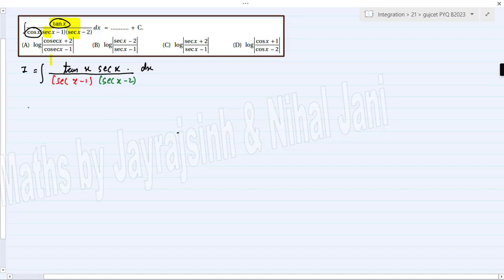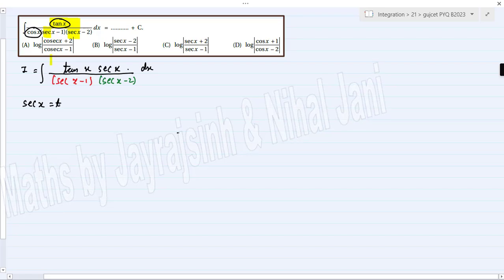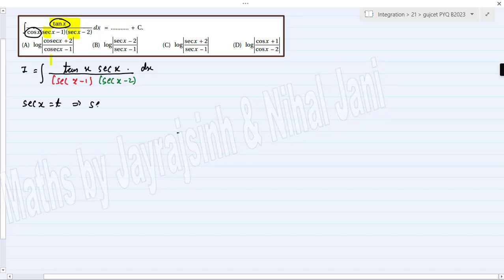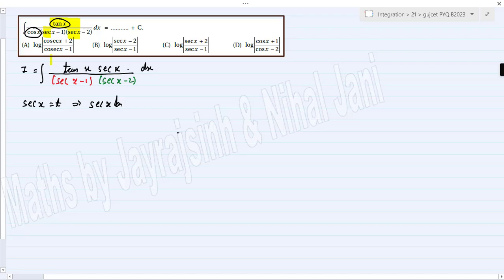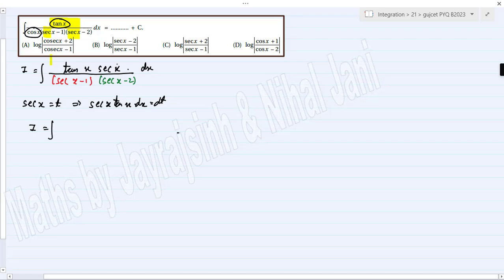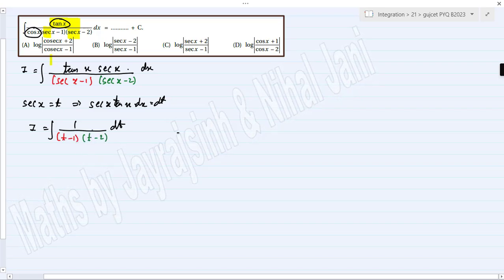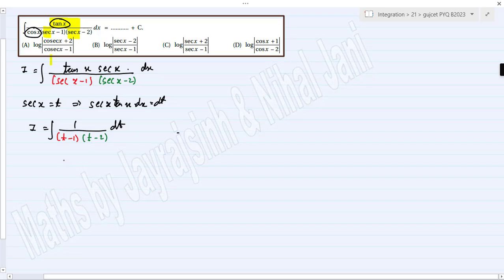Okay, so we can easily assume sec x is equal to t and get its differentiation multiplied with dx. So your I will be simply dt upon (t minus 1) and (t minus 2). Now what do we do? How do we integrate this? Sir, partial fractions will give a form with x square. Not at all, you are sir's students.